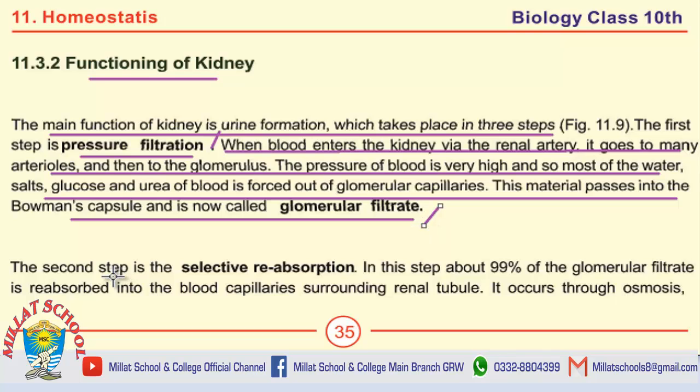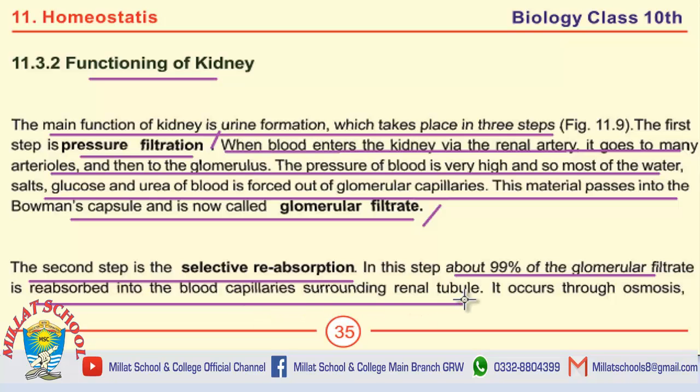What is the second step for urine formation in humans? The second step is the selective reabsorption. What is the percentage of glomerular filtrate which is reabsorbed into the blood capillaries surrounding the renal tubule? About 99% of glomerular filtrate is reabsorbed into the blood capillaries surrounding the renal tubule.